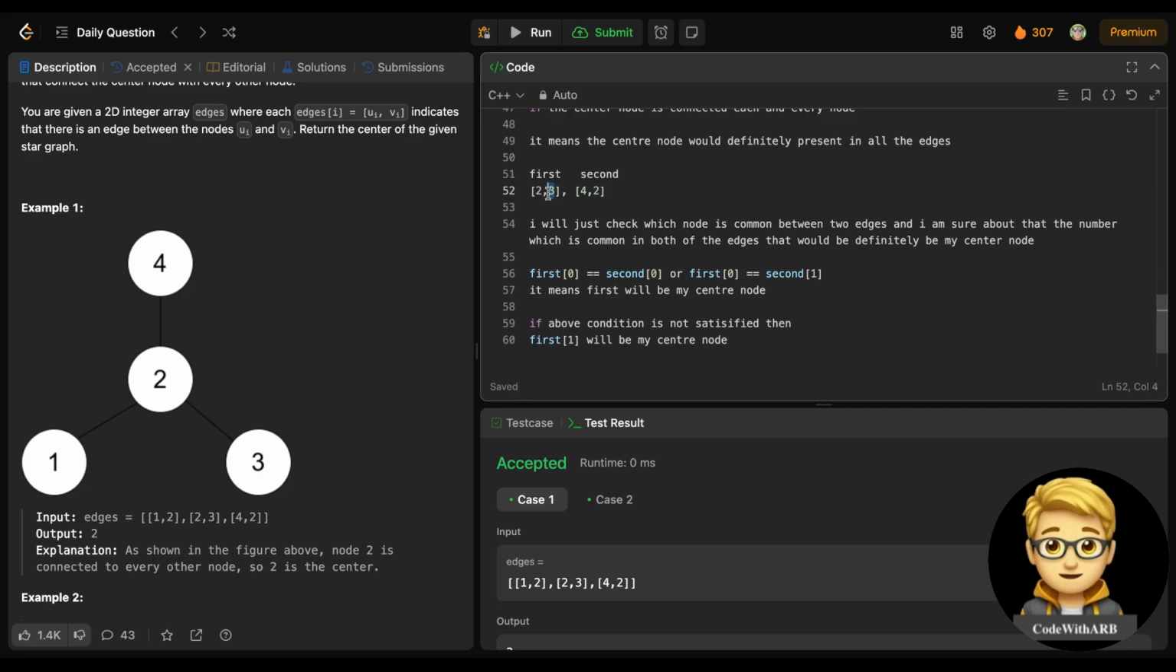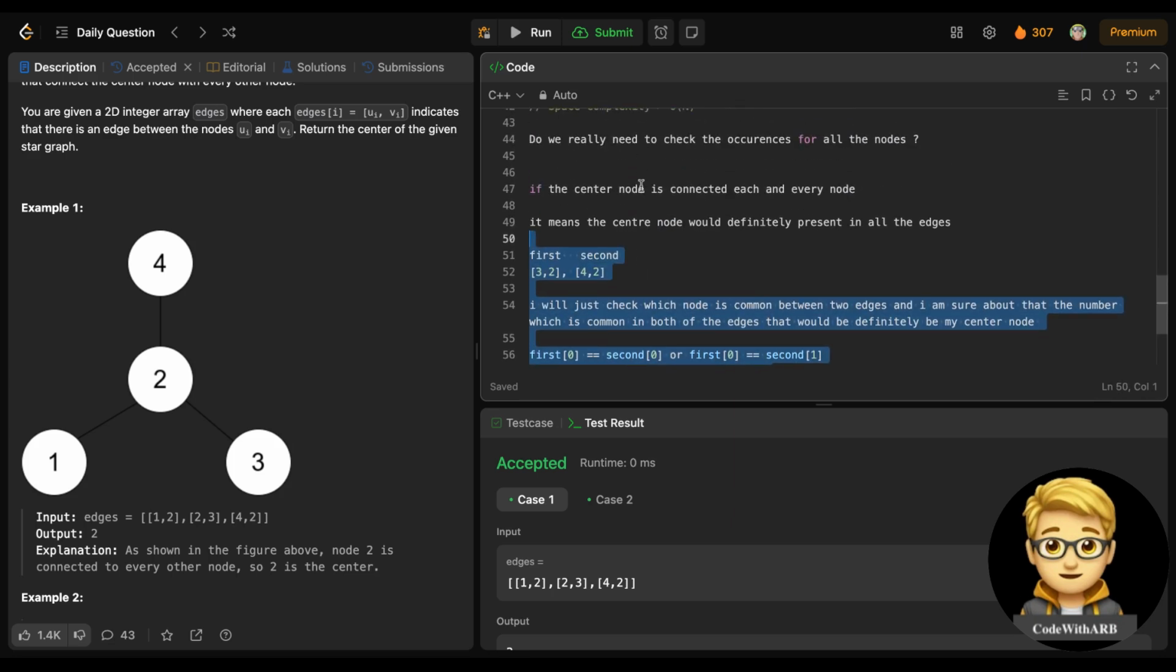A single vertex will be common in both of the edges, right? If my first node is not common with any of these two elements, it means my second element will definitely be common. Suppose here it is given 3 comma 2, so this 3 is not common with 4 and 2, but I'm sure that the second vertex, which is 2, will definitely be common between these two edges. So if the first condition is not satisfied, I'm sure the first one will be my center node. So this logic will be applied to solve this problem.